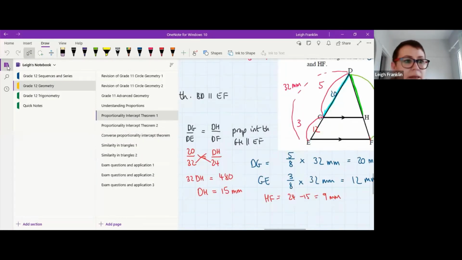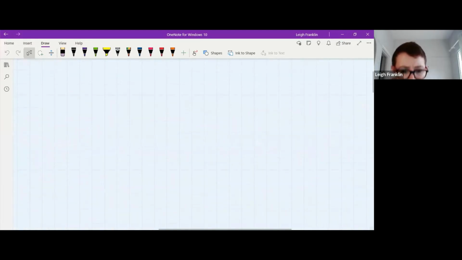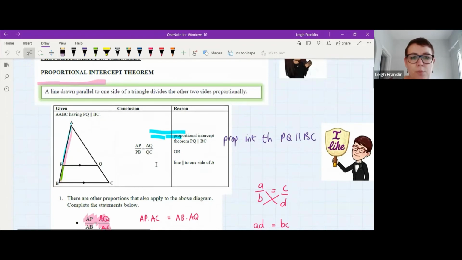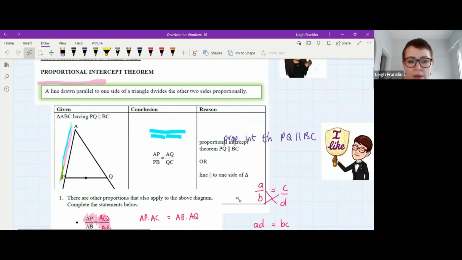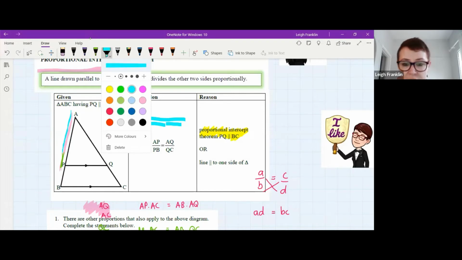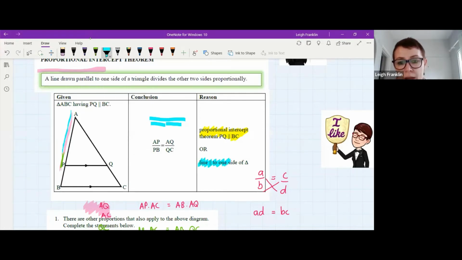Hang on a second, let's just go back here. So I don't know if you remember this, if you were part of our lesson when we first started proportionality intercept theorem. If we want to work with it, as this table indicates, you can say proportionality intercept theorem, and if you do that, you have to name the parallel lines. Or the other thing that you can state, some teachers teach it differently. They teach their students to write line parallel to one side of triangle, but they mean the same thing.